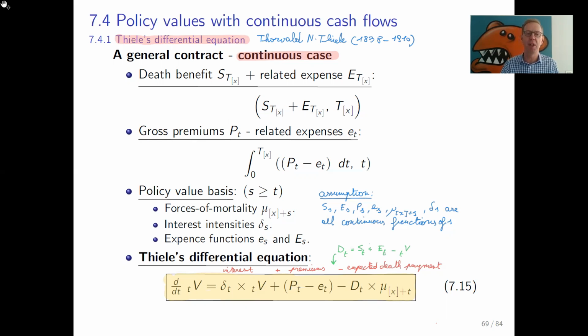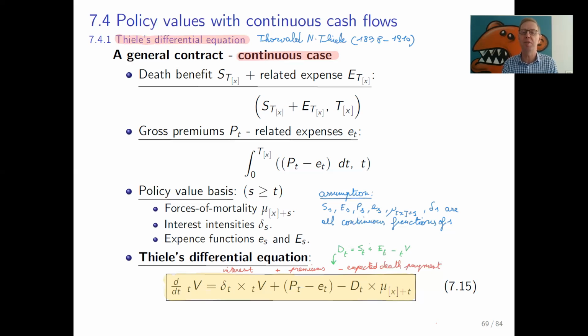The policy value basis: for all s larger than t, there is a force of mortality mu x plus s. For any s larger than t, there is an interest intensity delta s, and there are expense functions e s and P s. We assume that all these functions, P s, e s, mu x plus s, delta s, are continuous functions of s. And then Thiele's differential equation tells us that d/dt V t is given by the right hand side. How are we going to interpret this now?